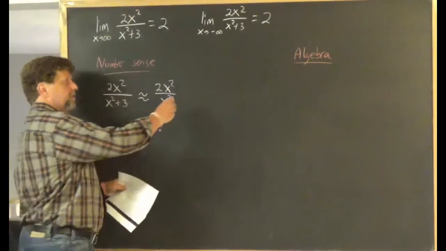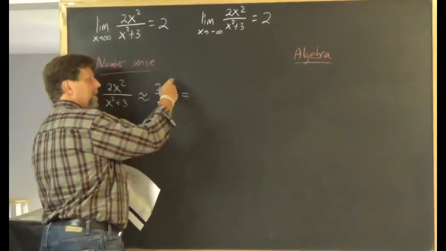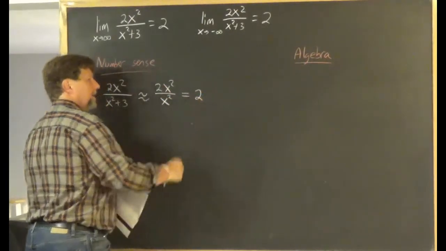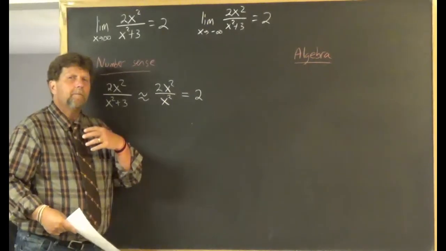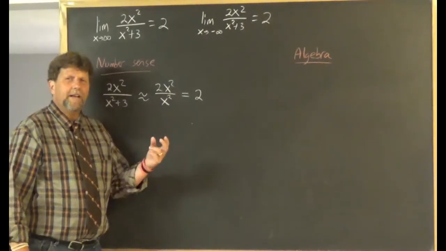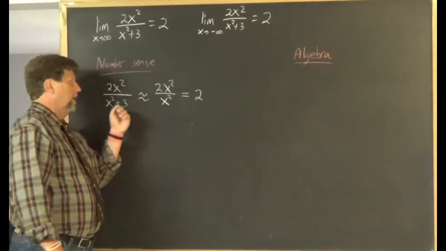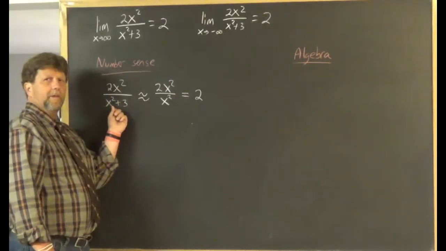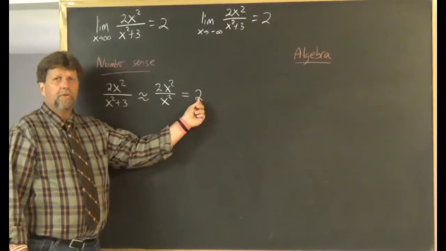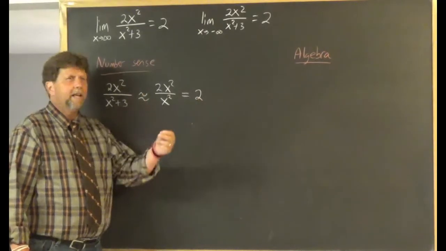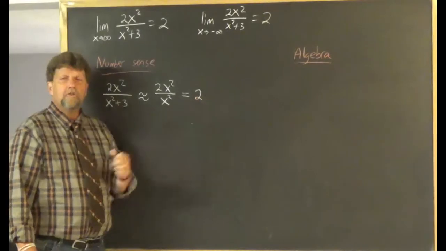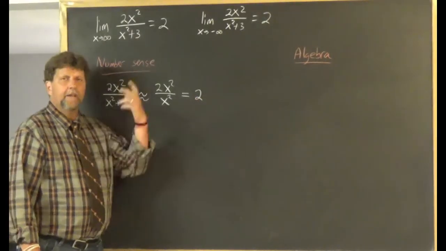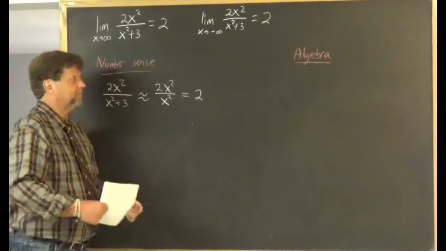Now I can introduce the hardcore equal sign, because the x squareds cancel out, and we have 2. So this tells me that the limit as x goes to infinity of 2x squared over x squared plus 3 should be 2. And the limit as x goes to negative infinity of 2x squared over x squared plus 3 should be 2. And the graph supported that.